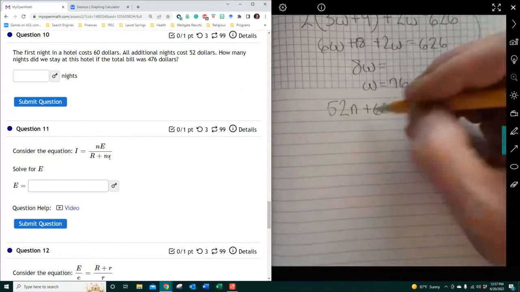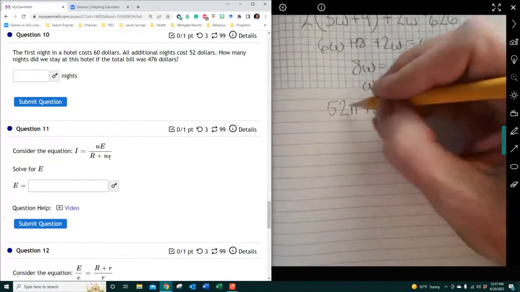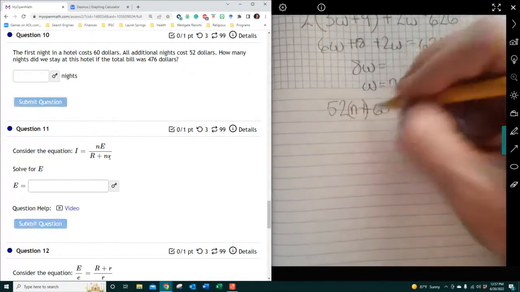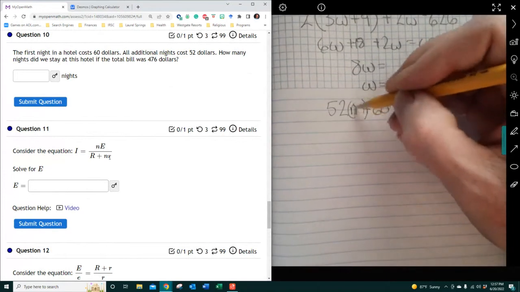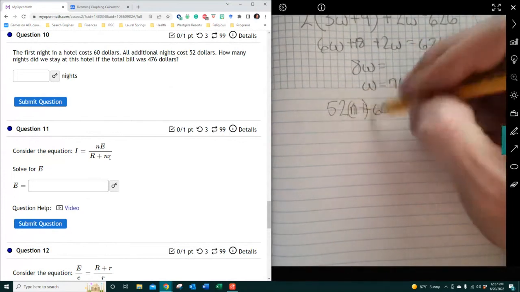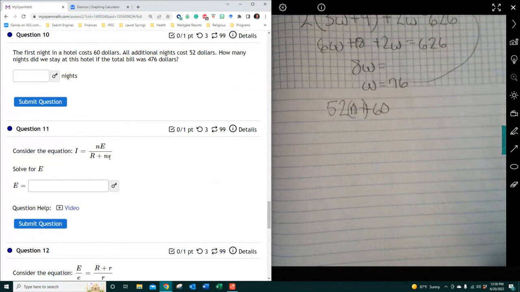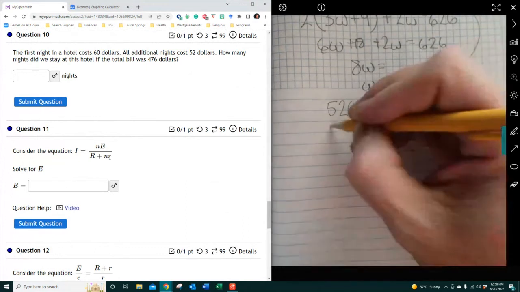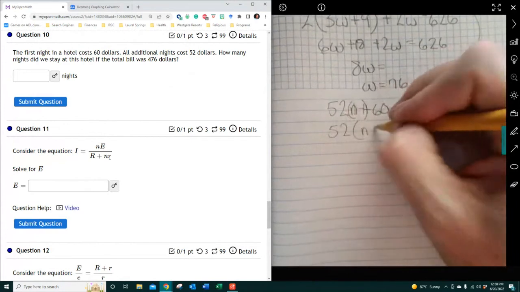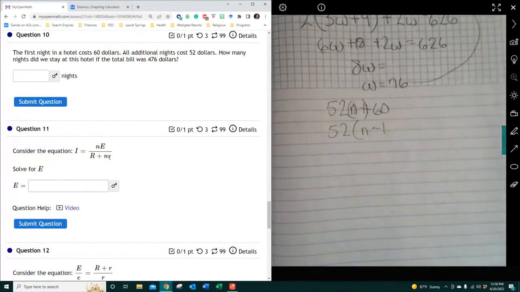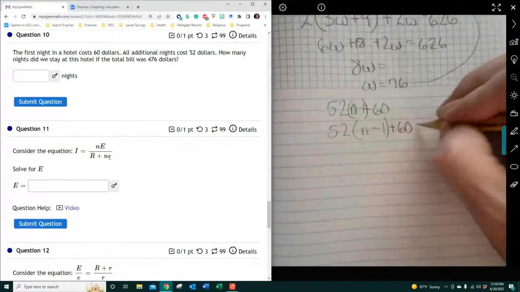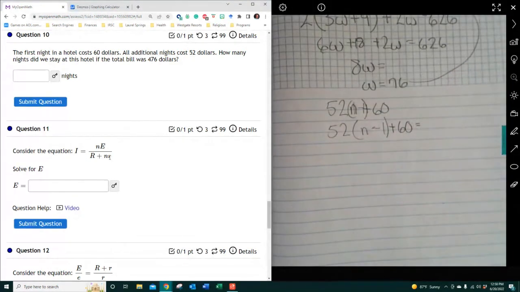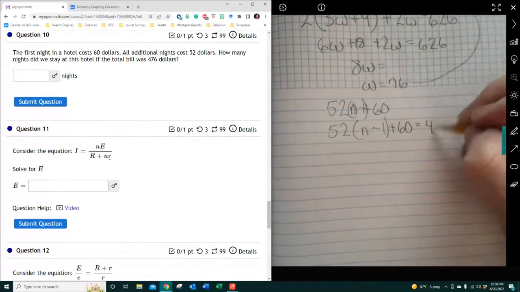But the problem is that we have to consider the fact that we have to minus 1 from this right here. Now, that's a weird way of writing it, but remember, if I put in 1 night, 1 minus 1 is going to give me 0, and then that's going to cost me $60, isn't it? Okay, the first night. So that's why we have to do this 52 times n minus 1. And if I don't do that, then I'm going to screw myself up in answering this question because I don't have the right days in there.